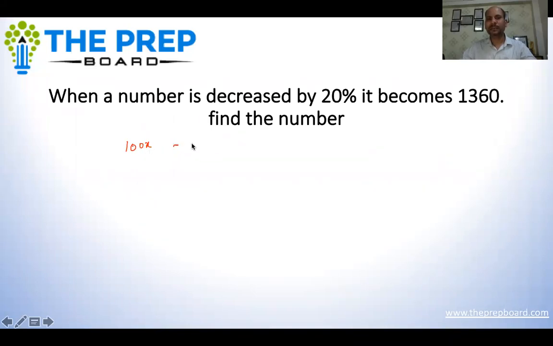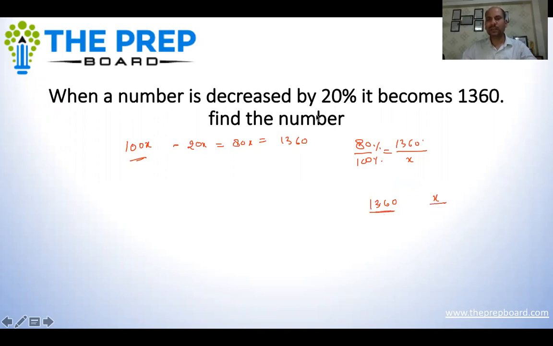When it decreases by 20%, meaning a decrease by 20x, it becomes 80x, and this 80x is given as 1360. Now you can find the value of x. But yes, your number is 100x, not x. So we can do this directly: 80% is 1360, and we are supposed to find 100%, which is unknown, or x. Or we can write it like this: one number, 1360, is given, and another number x we are supposed to find.